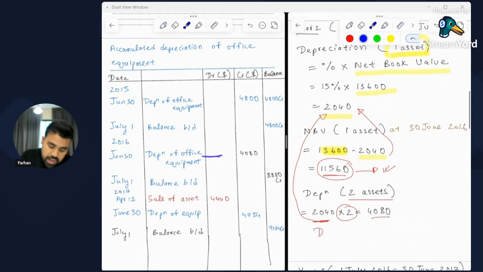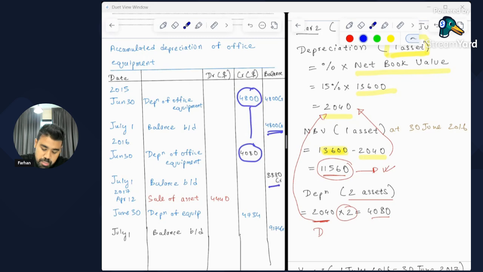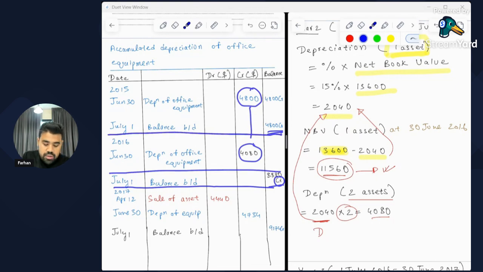So 4,080 is included at 30 June 2016 within the credit column. Okay. Now we don't have anything else. And now these numbers get added up together for everything we've got on the credit side, which is 4,800 from the previous year, plus an additional 4,080 for 30 June 2016, which makes it 8,880, and it's a credit balance because we don't have any debits yet. So that's the opening balance that we have at 1 July 2016. Right? Okay, so 1 July 2016, balance brought down 8,880 credit.